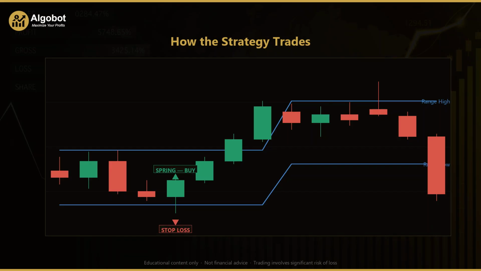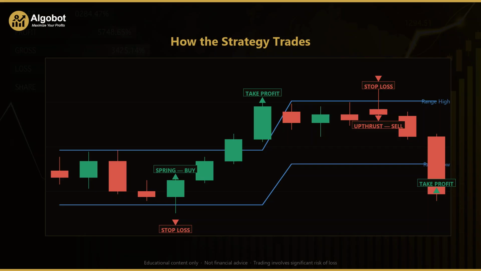The long upper wick pierces the range high, sweeping the buy-side liquidity above, but once again price is rejected, and the candle closes back inside the range as a bearish bar. That's an upthrust. The strategy signals a short entry, places its stop loss just above the wick, and targets a take profit twice the size of that risk below. Price rolls over and slides down to hit the target.